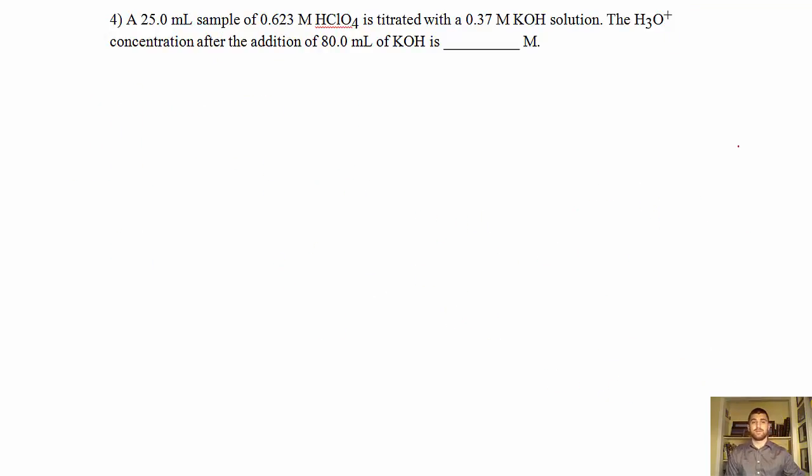4. It says a 25 milliliter sample of 0.623 molar HClO4 is titrated with 0.37 molar KOH solution. What is the H3O plus concentration after the addition of 80 milliliters of KOH?